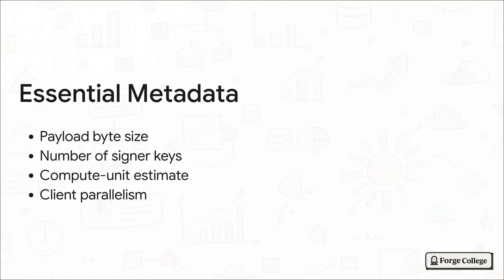And while you're in the instrument step, capturing raw time just isn't enough. You need context. You have to capture this essential measurement metadata: payload size in bytes, how many signers are involved, your compute unit estimates, and your client parallelism. By client parallelism, we just mean how many users are hitting the op at the exact same time. Capturing all this context allows you to slice, dice, and compare your results deterministically later on.